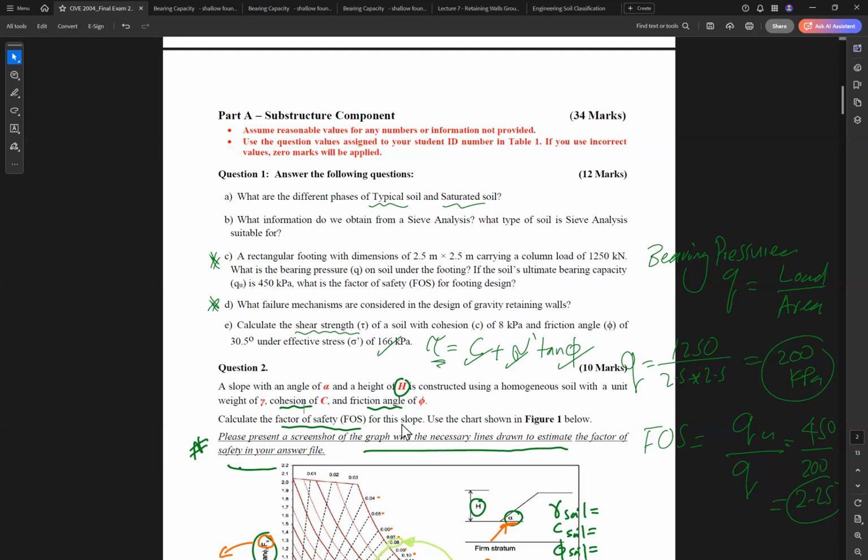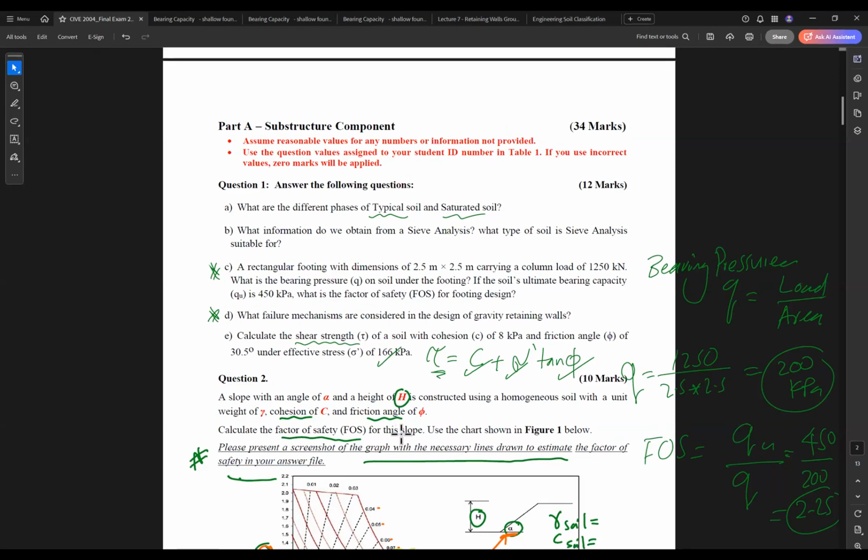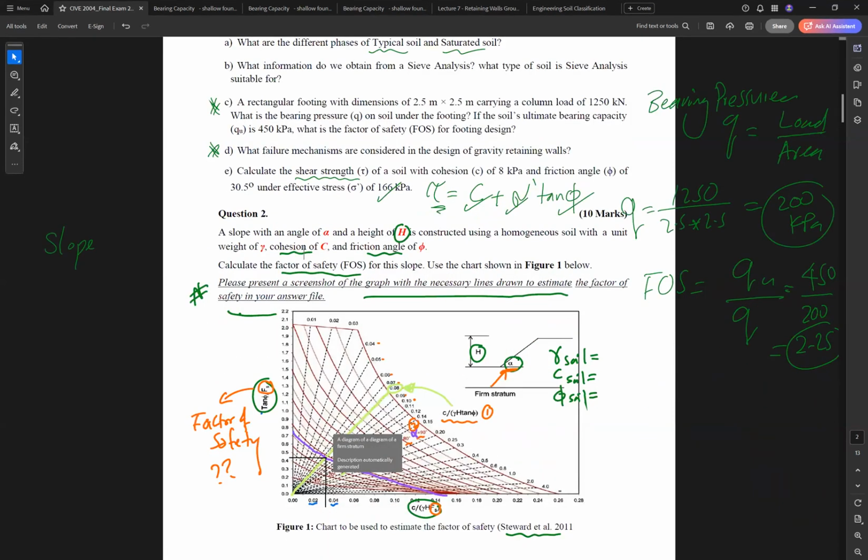Okay, so the question will be, for example, slope stability, either method 1 or 2. Do you know method 1 or 2? The two charts I mentioned in the first part of this lecture. So method 1 is the Hoek and Bray chart. Method 2 is the Stewart chart. Okay, one of them, not both.